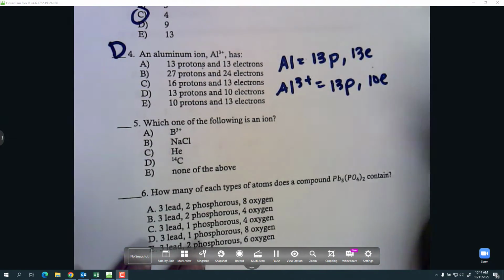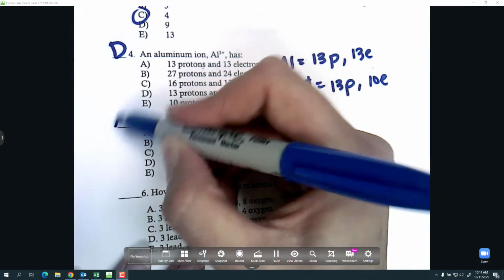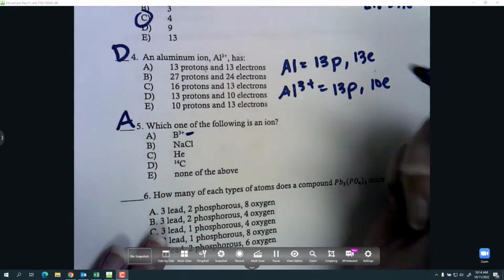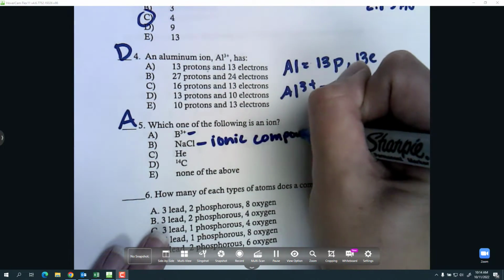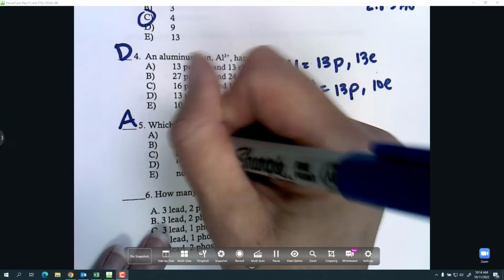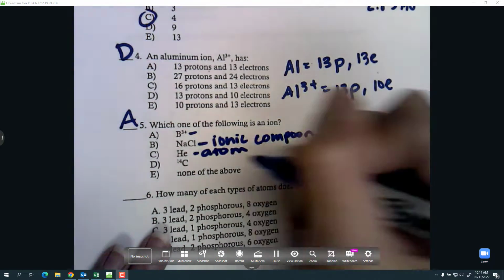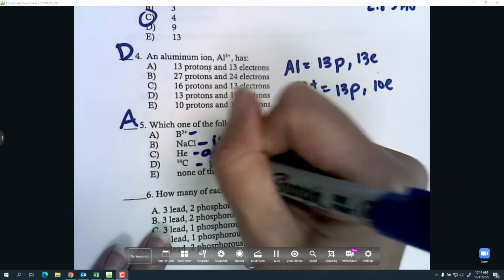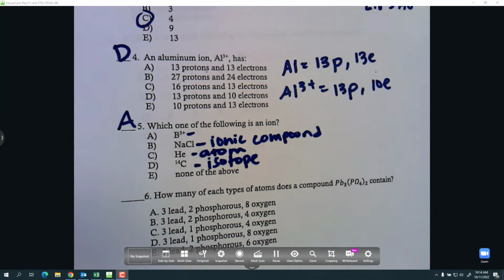Okay, the next one, to me, is a definition problem. Which of the following is an ion? I have to know what an ion is in order to answer it. And it's A. An ion is something that has a charge, right? So the boron with a charge. This NaCl is an ionic compound. Helium all by itself, I would call that probably an atom. And this one where it shows the specific mass number would be probably an isotope.